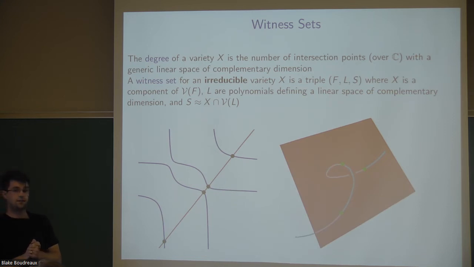And then this is my awful cartoon of a twisted cubic intersected with a hyperplane. So this is a space curve, a curve in space. And I slice it with a hyperplane because that's the linear space of complementary dimension. And I get 3 points, which is why it's called a cubic, because its degree is 3.